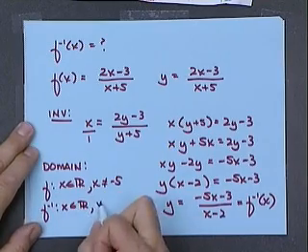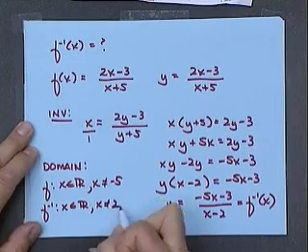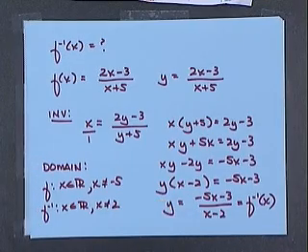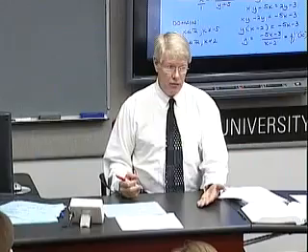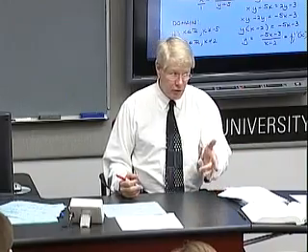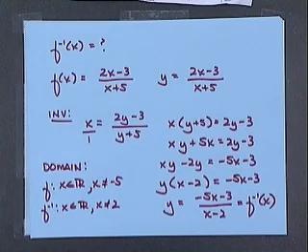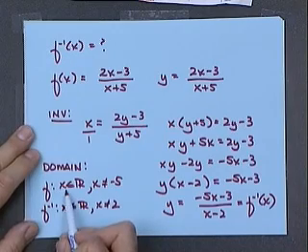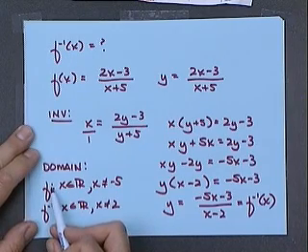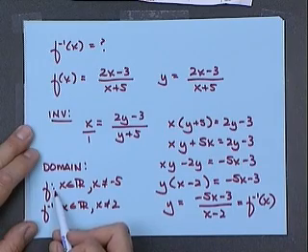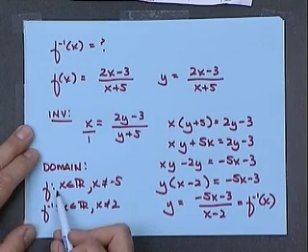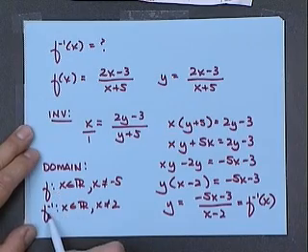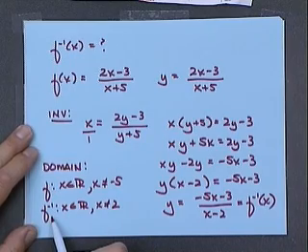x is an element of the reals. x cannot be 2. Now, if we needed ranges, isn't the domain of f inverse the range of f? Is that correct? Yes. And vice versa. How does that happen? Because don't we just interchange x's and y's? That's how we went about solving for the inverse. So the domain of f is the range of f inverse. The domain of f inverse is the range of f.